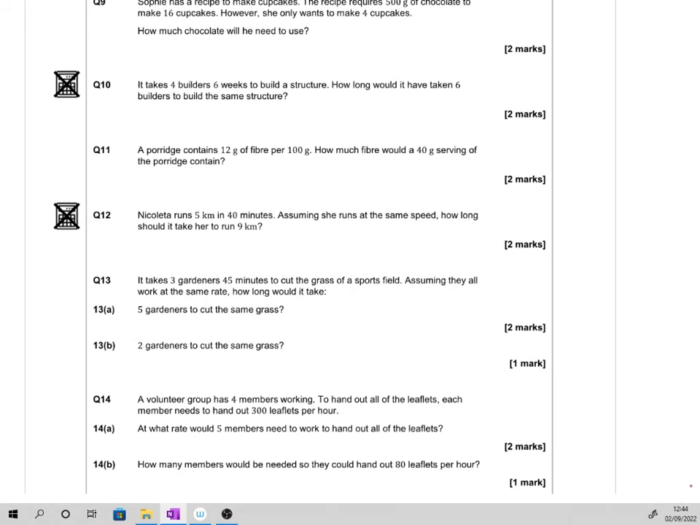Right, Sophie has a recipe to make cupcakes. The recipe requires 500 grams of chocolate to make 16 cupcakes. However, she only wants to make 4.